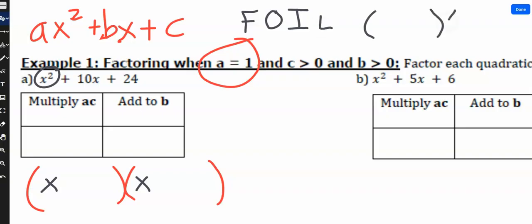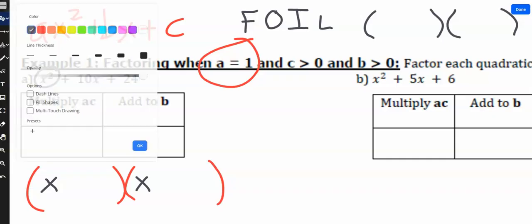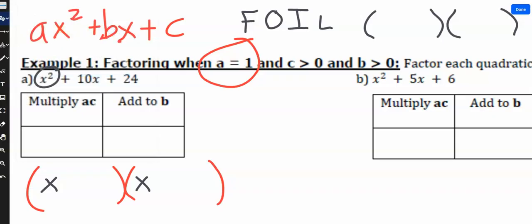You might have seen in your Algebra 2 class, the firsts, that's found by taking this one times this one. Then there's the outsides, then there's the insides, and then there's the lasts. There's lots of distributing going on and like terms being added together. But in order to come up with that x squared at the beginning, you have to multiply this one and this one together. So that can only happen with x and x.